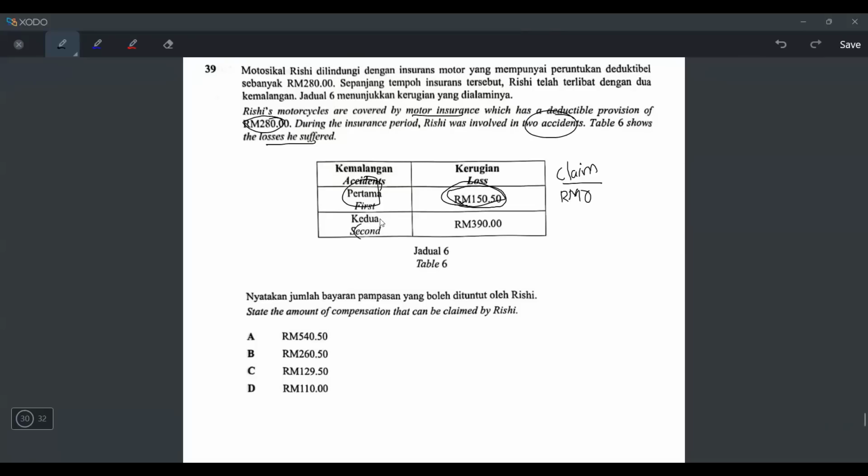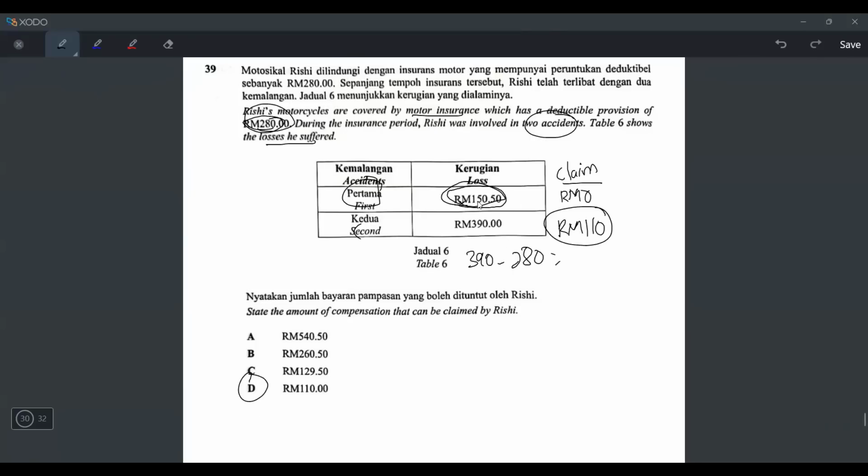What about the claim for the second accident? This one, he can claim how much? He will pay 280, of course, but if I take 390 minus 280, let's press 390 minus 280, I get 110. It means that in the second accident, the insurance company will help him pay 110. He will pay 280 by himself, and then the company will pay 110. So the answer is D.